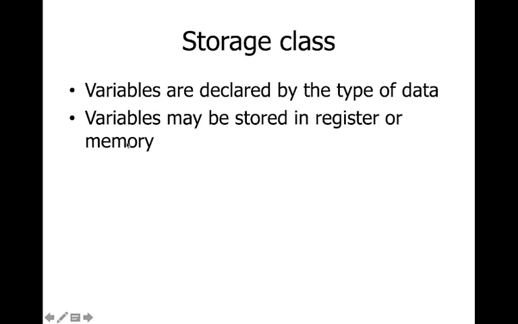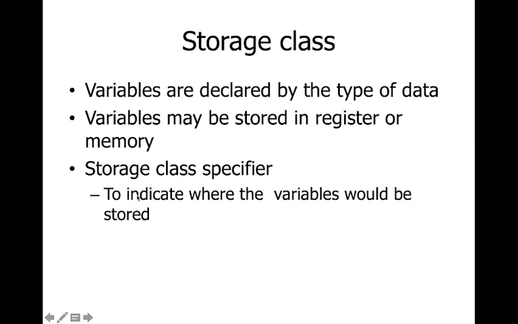We have already said that all these variables will be stored in some memory location. Variables may be stored in a memory location, but they may be stored in registers also. So there are storage class specifiers. In addition to the data type for variables, we can use the storage class specifier. The storage class specifier indicates where the variables would be stored.